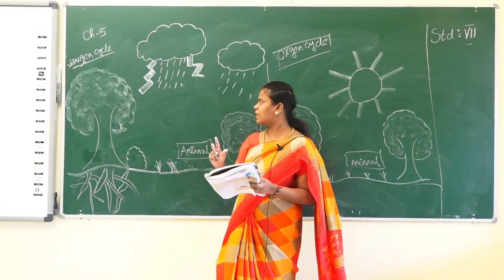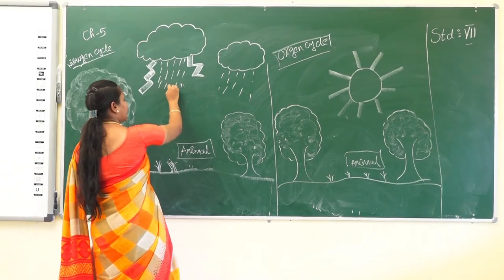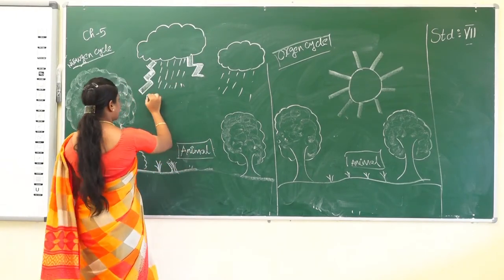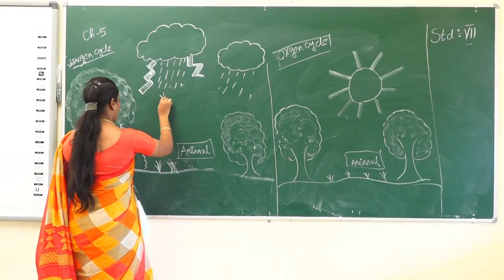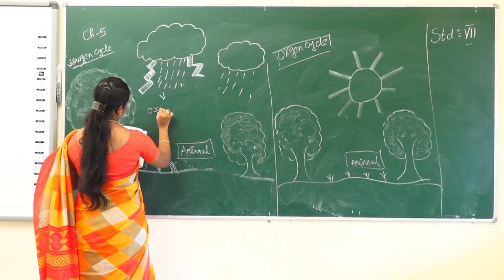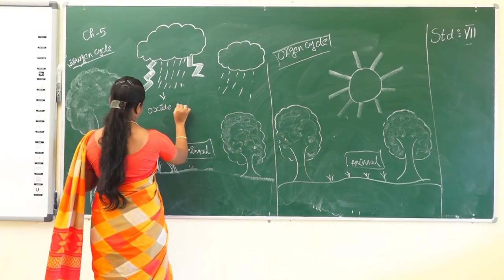While all the molecules combine, that is the raindrops as well as the thunder, all the things will combine and it forms what? Oxides of nitrogen.